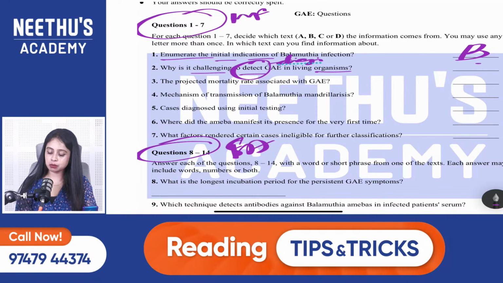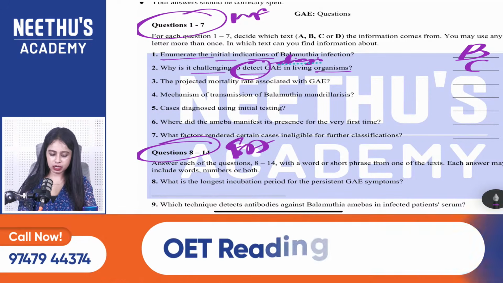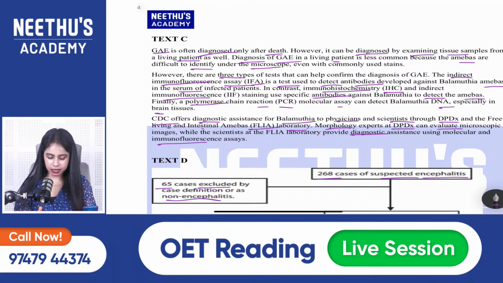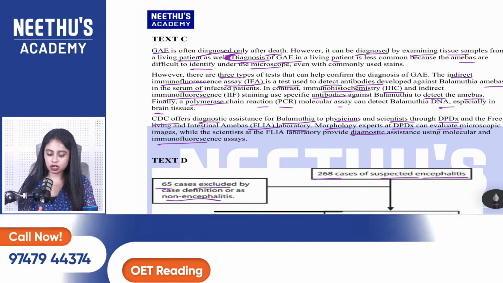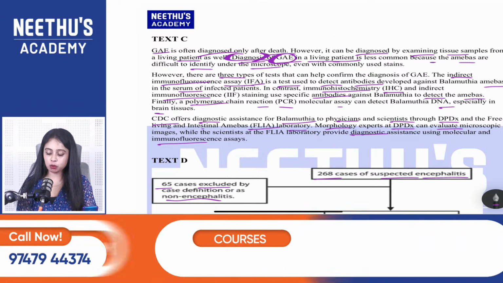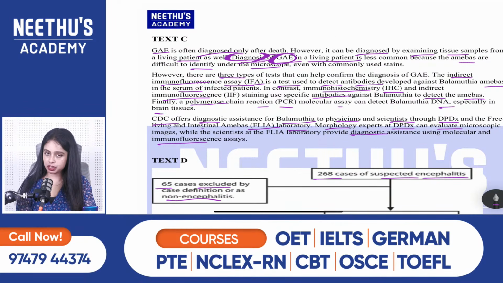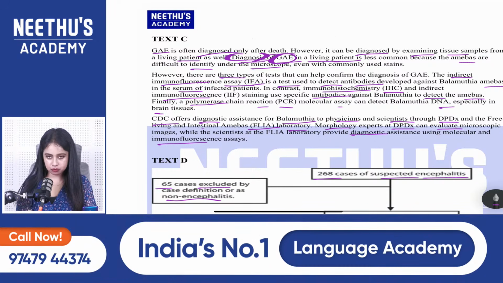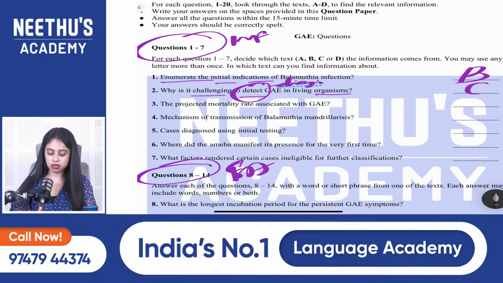Yes, very good, Nimmi. The answer is C, which is from text C. Diagnosis, detection of GAE in living patients is less common because amoebas are difficult to identify under the microscope, even with commonly used strains. So that means the answer is mentioned in text C.